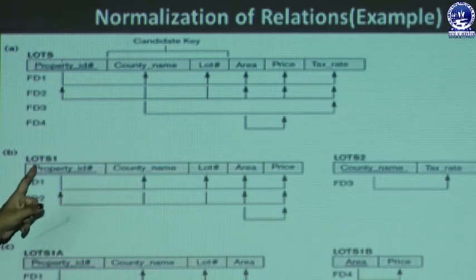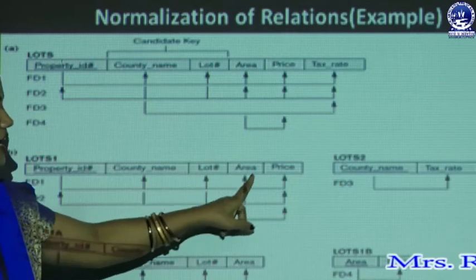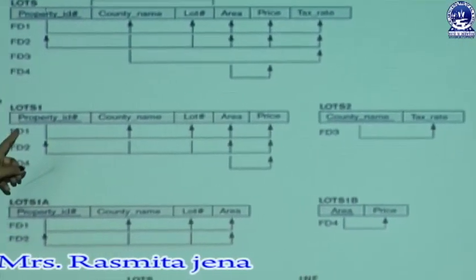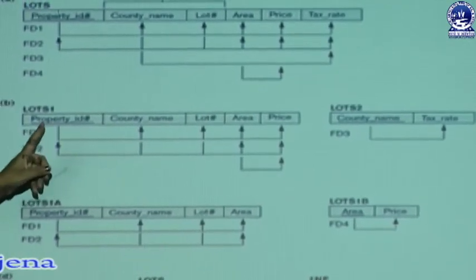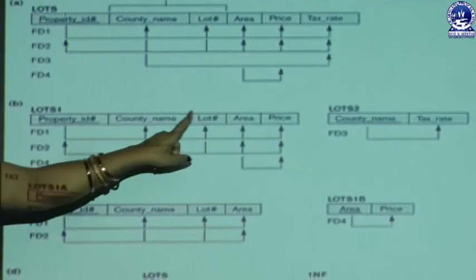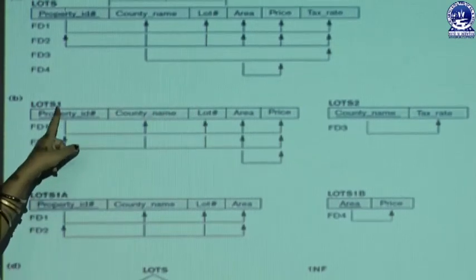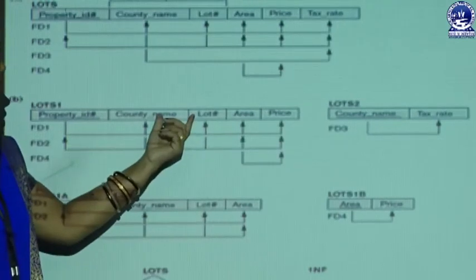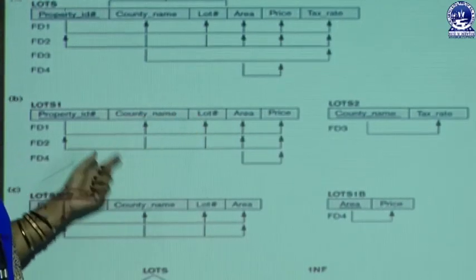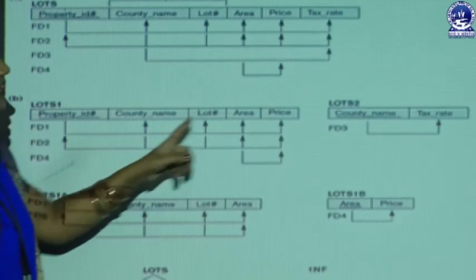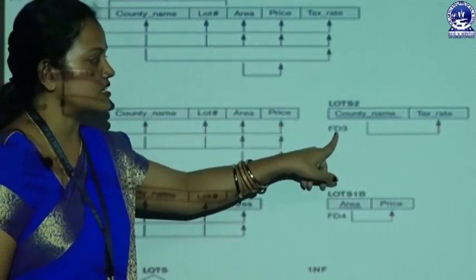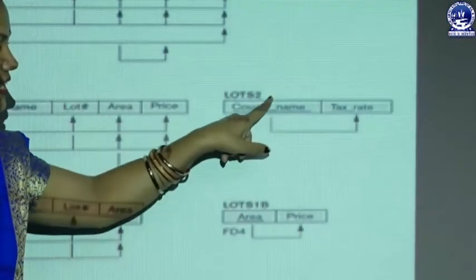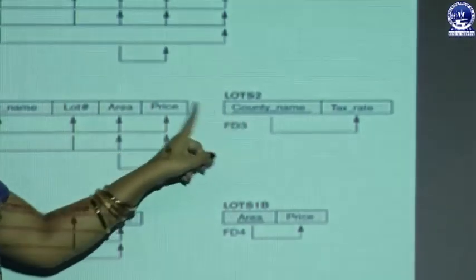Lots 1 contains attributes property ID, country name, lots, area, price, and lots 2 contains the attributes country name and tax rate. You can see this one is in second NF because here the key attribute is, suppose, country name and lots. All the non-key attributes, that is property ID, area and price, all depend upon the whole key, not on just part of the key. So, this relation is in second NF, and in the case of the second relation schema, the tax rate depends upon the whole key because here the key is one single attribute. So, these two relations are in second NF.